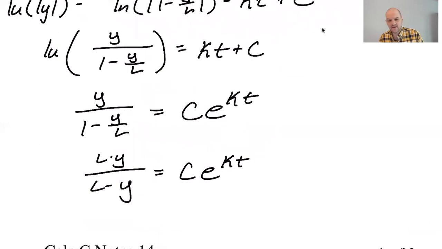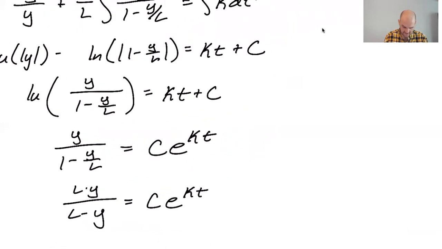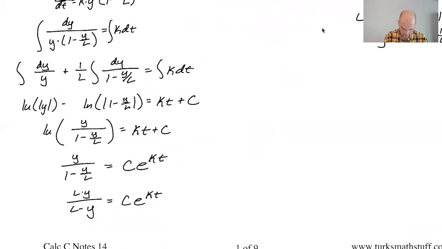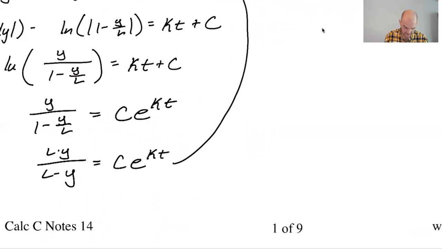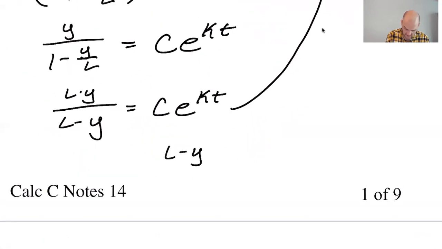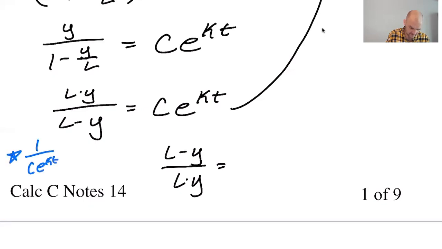All right, now I'm going to take the reciprocal of everything just to clean it up. I'm going to pick it up and move it, but I'm going to write it down here. So I'm taking the reciprocal, so it'll be L minus y over L times y equals, the reciprocal of this is a little tricky because you get 1 over c e to the kt. But I can just make 1 over c a new constant, and then 1 over e to the kt, I'm going to make e to the negative kt. So this will become a new value of c e to the negative kt.